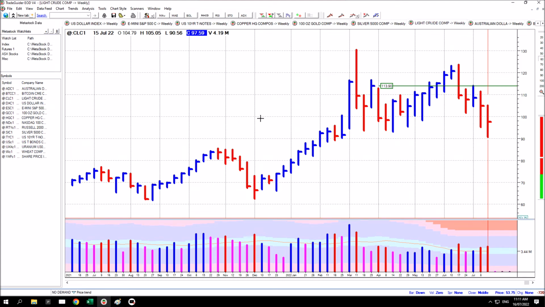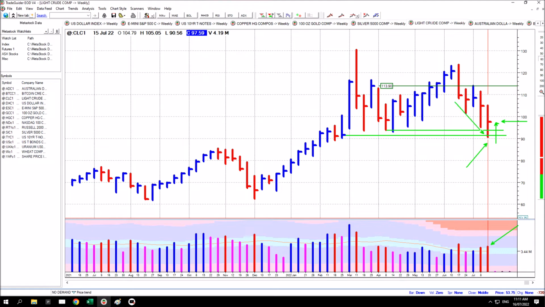Light crude, energy futures. See price move lower this week. Here's effectively where I would place the lows of this range. Price moved lower. Volume was above average, just. Prices closed well off its low to about mid-bar.